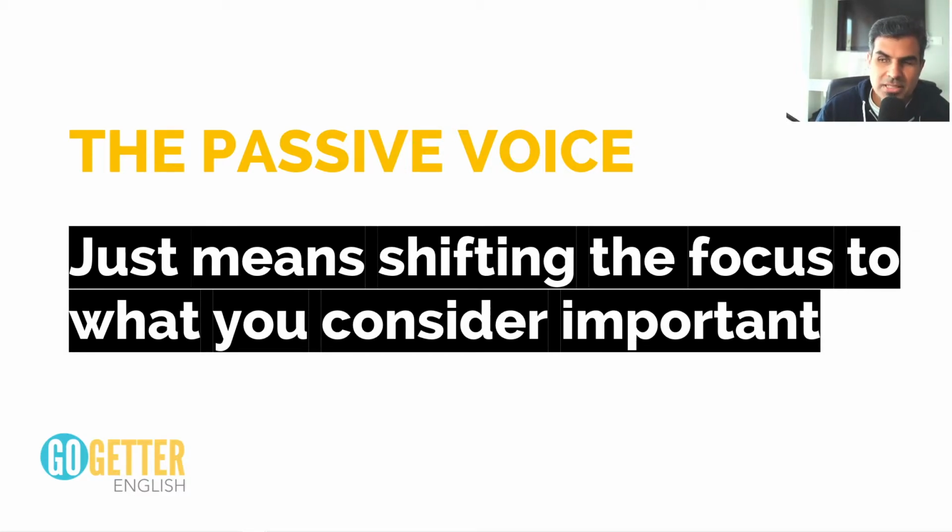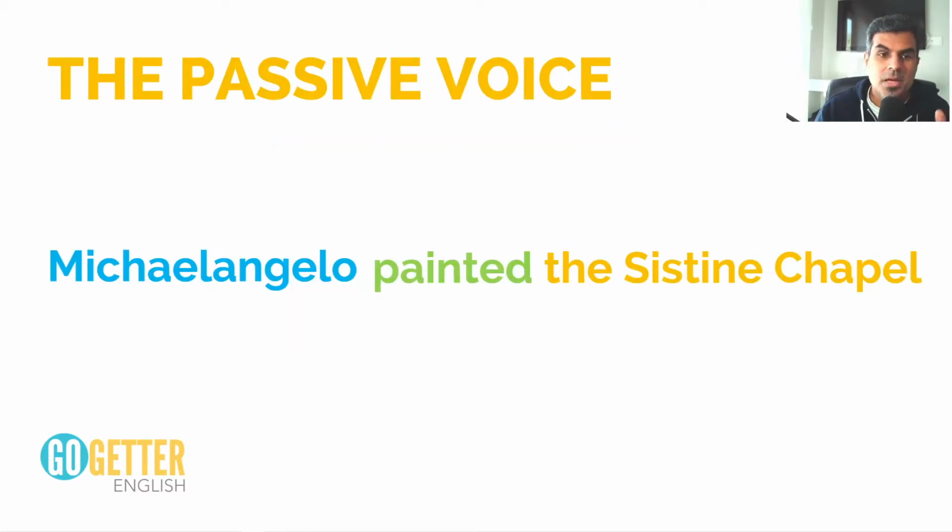All right? So let's take a look at this example. I think with this example, it might become a little clearer. Michelangelo painted the Sistine Chapel. Now, this is a typical English sentence in the past simple, right? Michelangelo, our subject, painted the verb, the Sistine Chapel, our object. Now, let's transform this wonderful active sentence into a passive one.